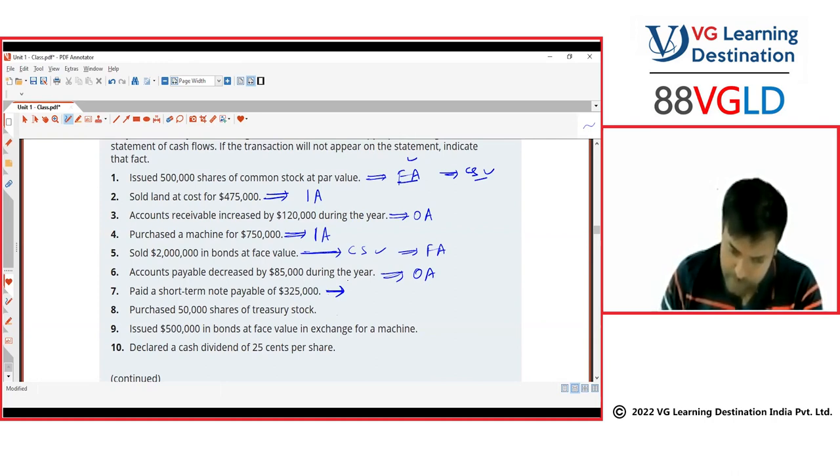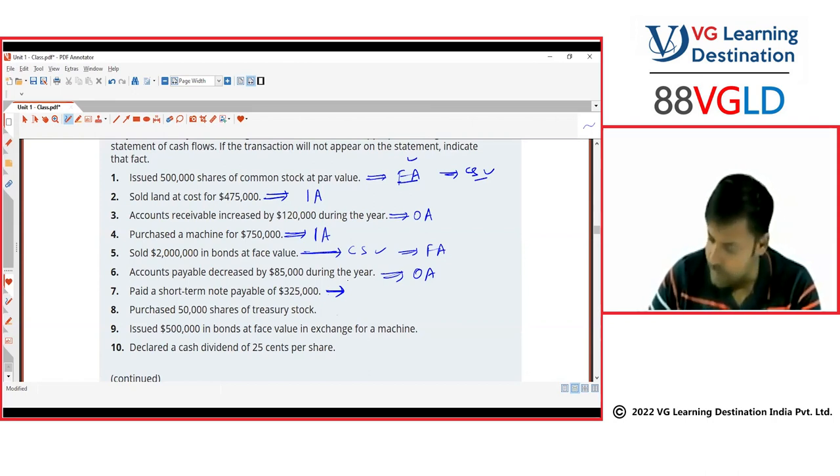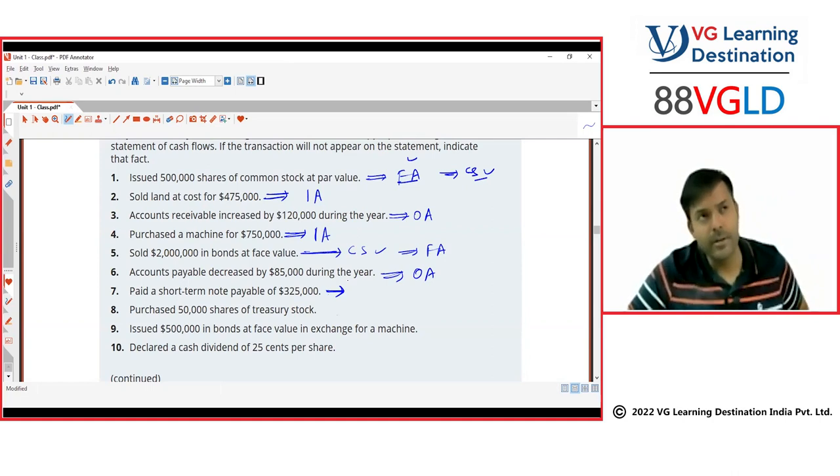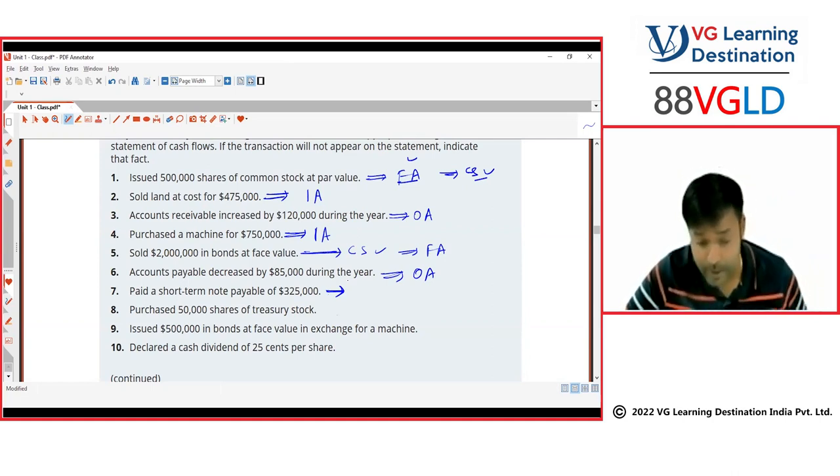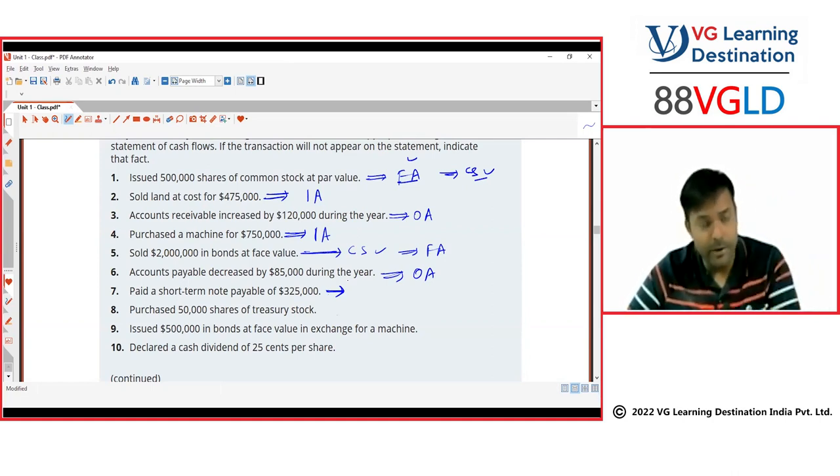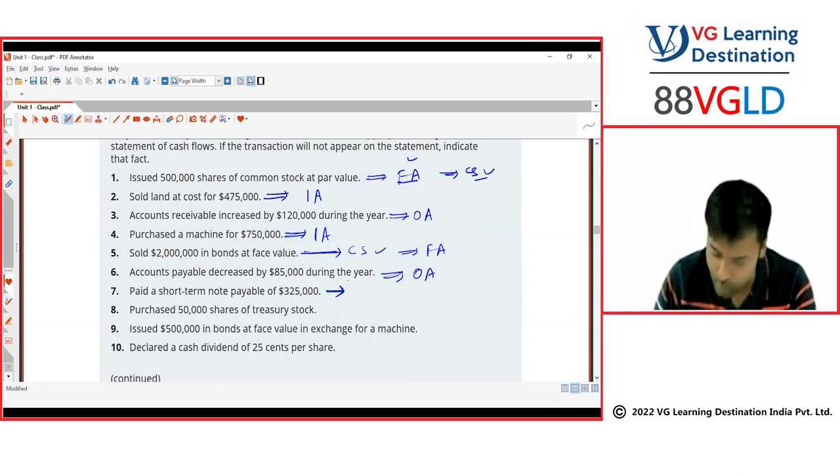Is it not going to be FA? Okay, here it's a little tricky because if it is related with the business, if it is related with the temporary trade creditors, then it could be OA or it could be FA. Let's see what assumption they have taken.